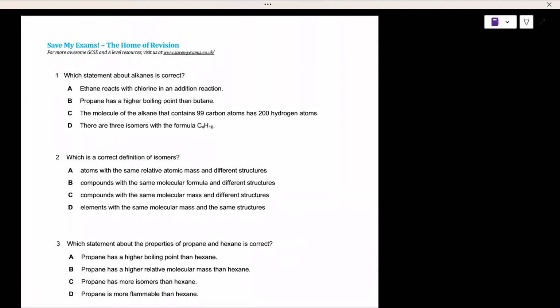Now alkanes contain carbon and hydrogen, with carbon single bonds, right? So let's look at the first option. Ethane reacts with chlorine in an addition reaction. Now addition reactions are something that happens in alkenes, not alkanes. Alkanes undergo substitution reactions, so this is not correct.